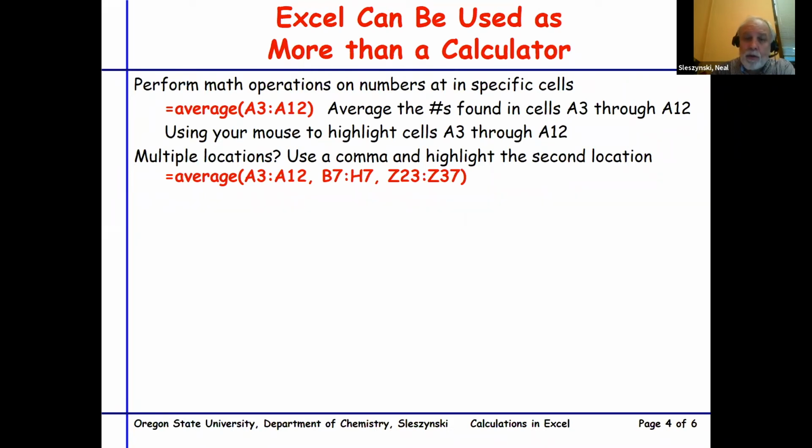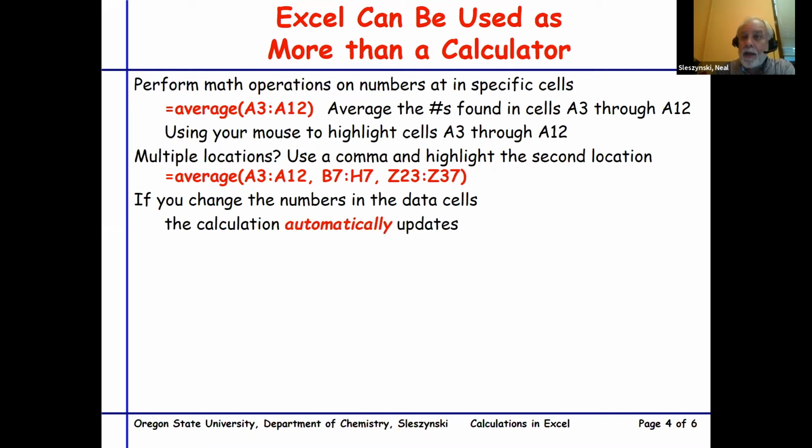Z23 through Z37. Now, the reason that it is advantageous to use this method of calculations is if you change the number in any of the data cells, the calculation automatically updates based on the new information in those cells.